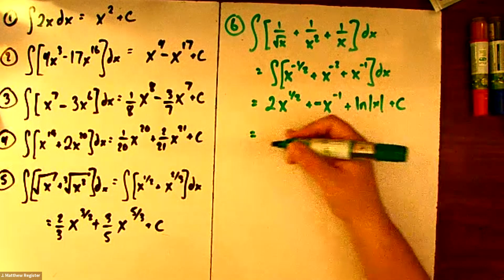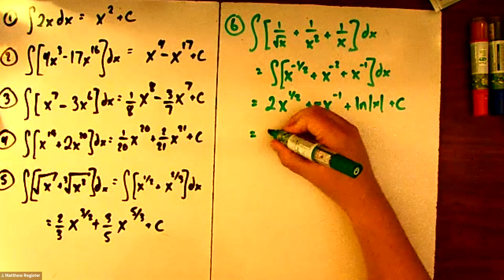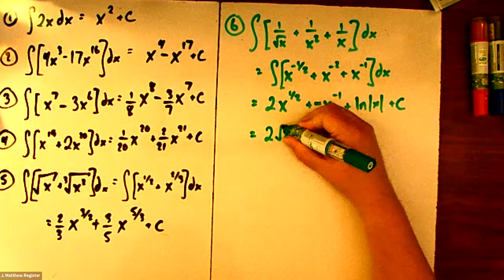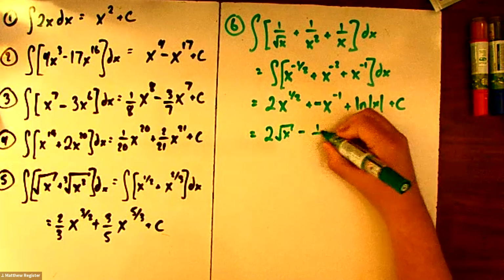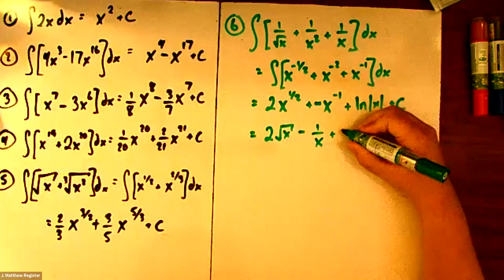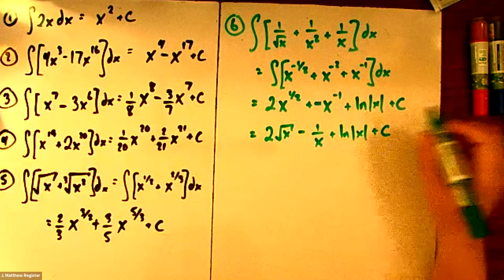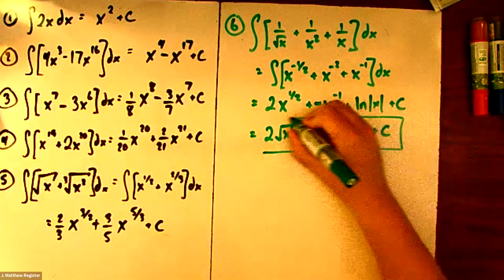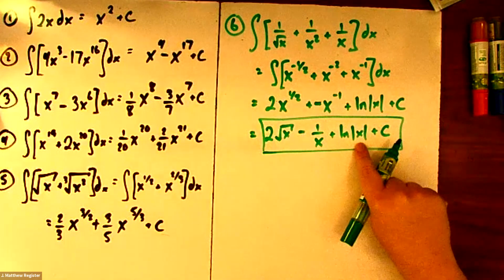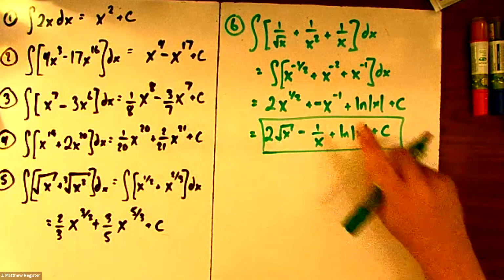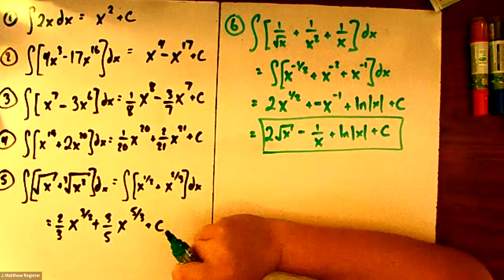And so our answer, if we wanted to write it out in a cleaner version, would be 2 square root of x minus 1 over x plus the natural log of absolute value of x plus c. Now, this absolute value, it doesn't actually matter for this problem because the domain's restricted by that square root.